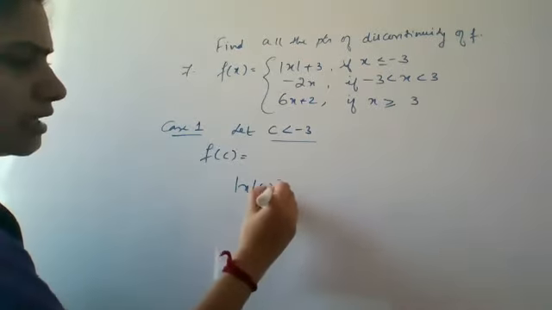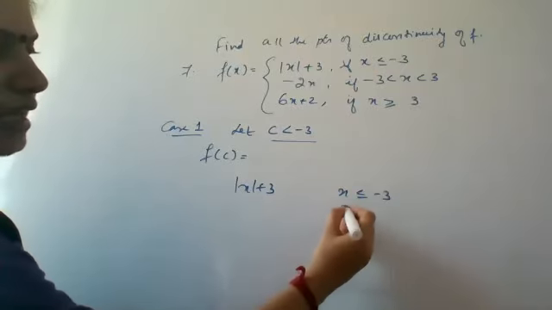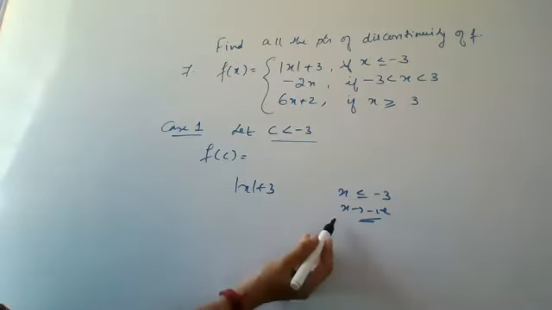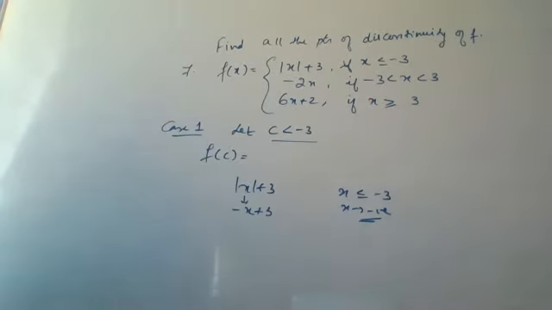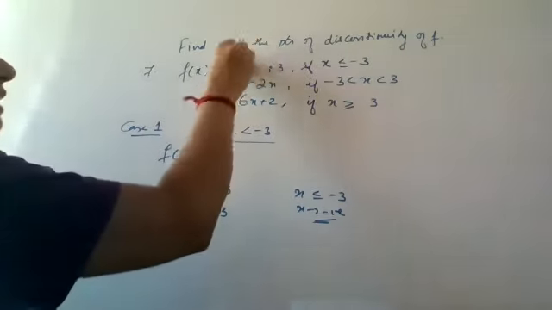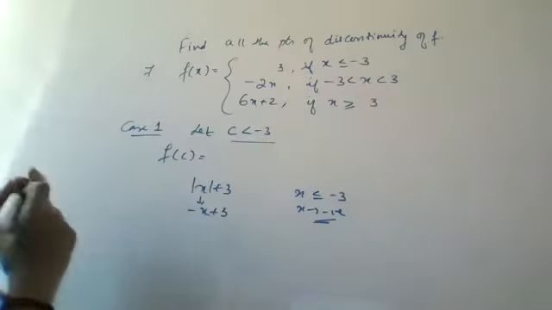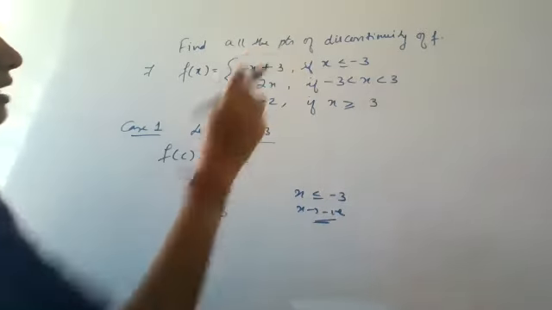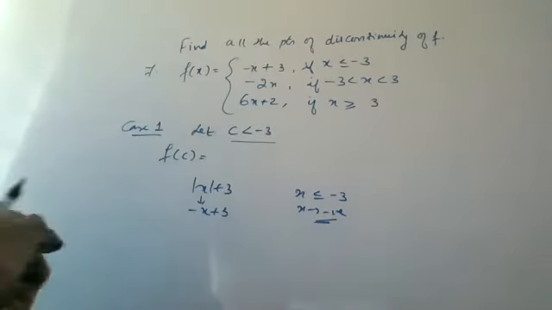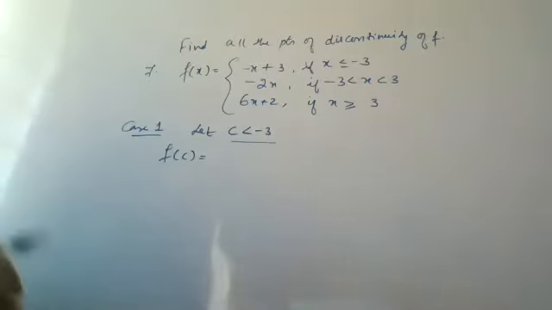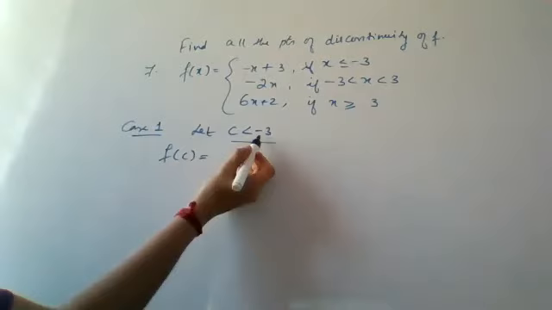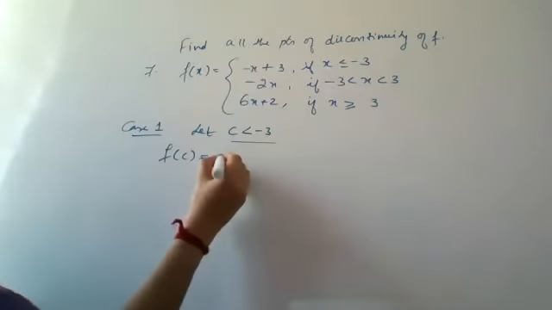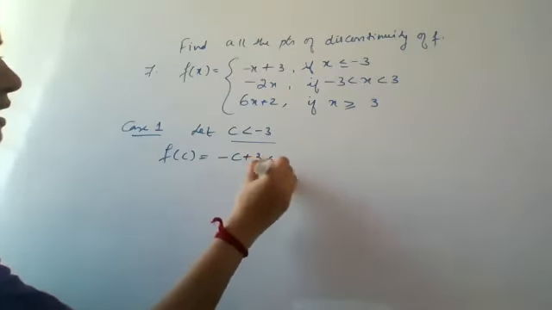Just as you write mod x plus 3 and x is less than or equal to minus 3, it means x is a negative number. When x is a negative number, this mod x will have its value as minus x. So this will automatically become minus x plus 3. In the question itself, we can just rewrite mod x plus 3 as minus x plus 3, so that you don't have any confusion there. This is clear? Since it is a negative number, it will be the negative of that negative number, which will make it positive. So when you take f of c, you will have the value minus c plus 3 as your f of c.